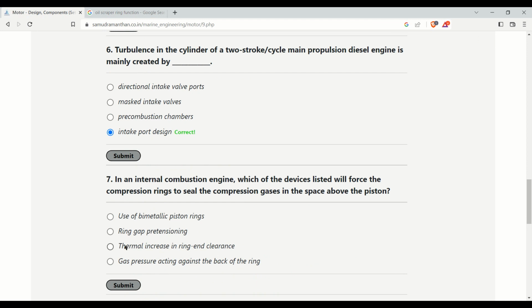Our next question is, in an internal combustion engine, which of the devices listed will force the compression ring to seal the compression gases in the space above the piston? And the options are use of bimetallic piston rings, ring gap pretensioning, thermal increase in ring end clearance, gas pressure acting against the back of the ring. The correct answer should be gas pressure acting against the back of the ring, which creates a sealing effect during the compression of gases.